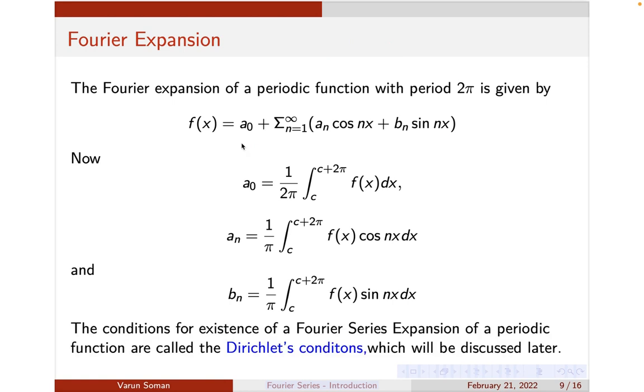Moving forward, for the existence of a Fourier series, the periodic function should satisfy some conditions called Dirichlet's conditions. Only if these conditions are satisfied would a Fourier series representation exist. We will discuss those conditions in a short while, after we do one or two problems.